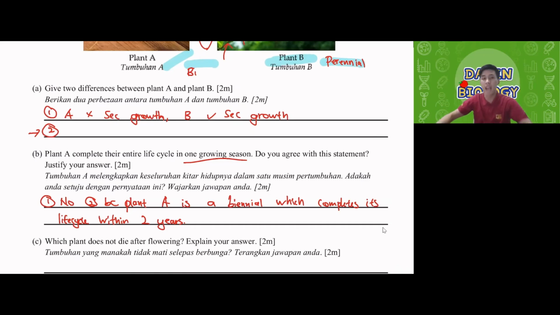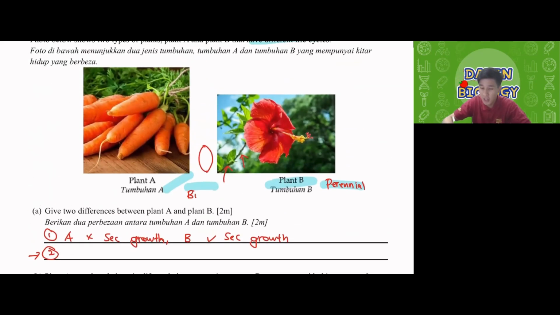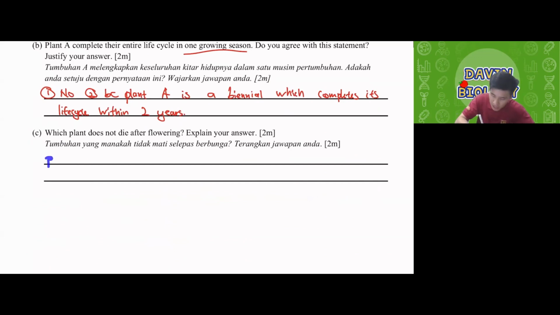Now, which plant does not die after flowering? So very obviously, perennial or biennial, A or B. Definitely it is B, right? Because just now we said the flower dies, but the plant does not die. So next year it can produce another flower, and flower, and flower. So obviously it's plant B.